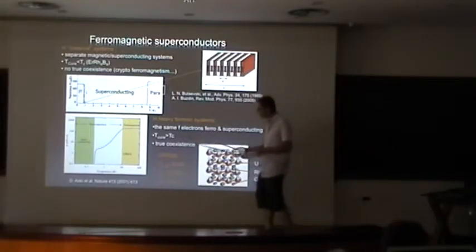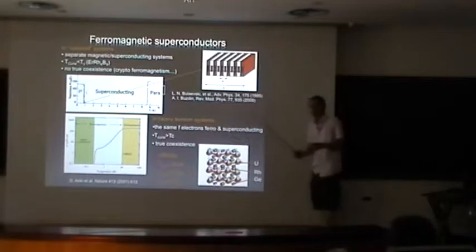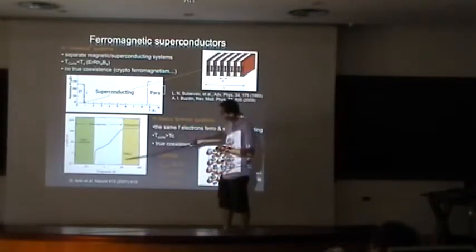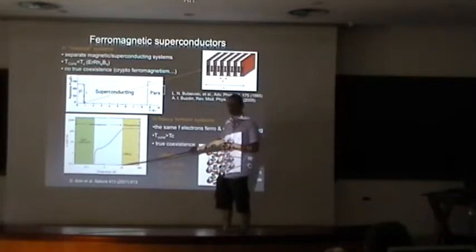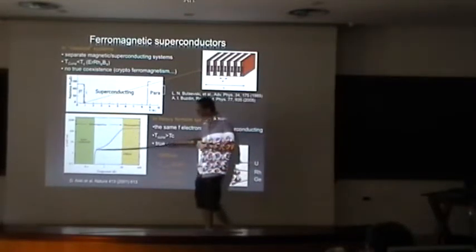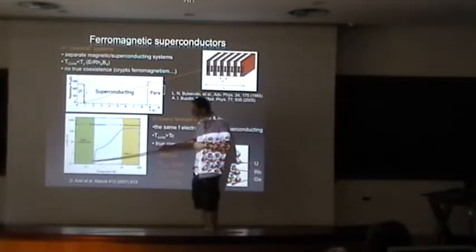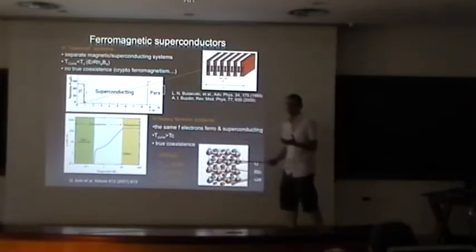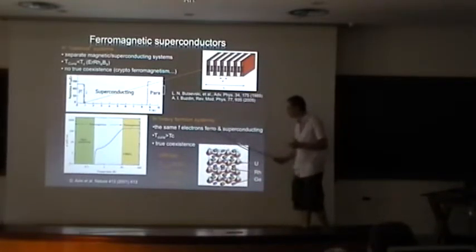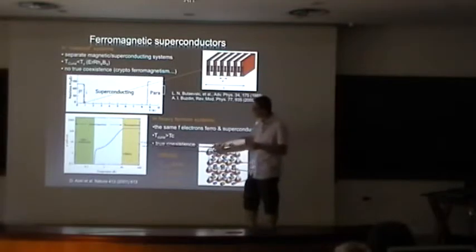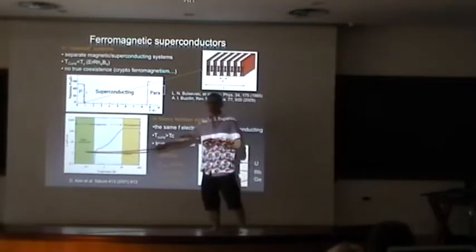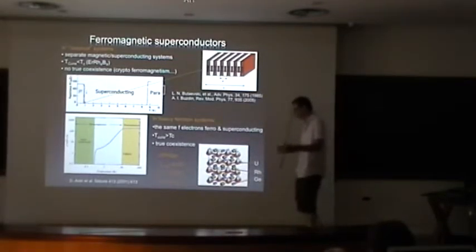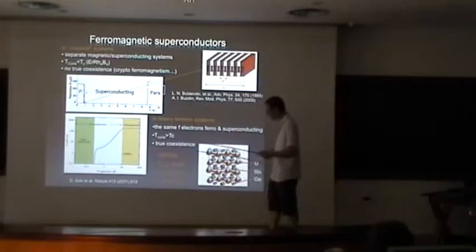The heavy-fermion system is completely different because the same f electrons are responsible for both the ferromagnetic state and superconductivity. So this is uranium rhodium germanium. It becomes ferromagnetic at around 9 Kelvin. Cool down, you are ferromagnetic, and below 1.3 Kelvin, you become superconducting. These are the same f electrons, this heavy quasi particle, responsible for the ferromagnetic state and for superconductivity. And then they are truly coexisting, as you have proof with NMR and other proofs.